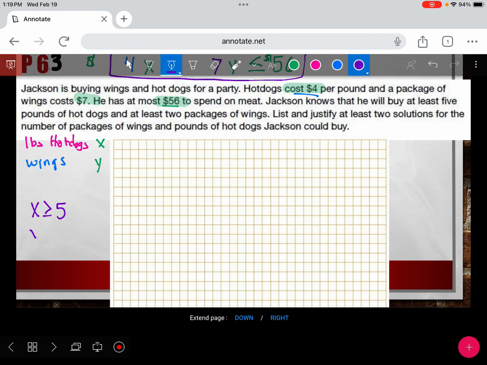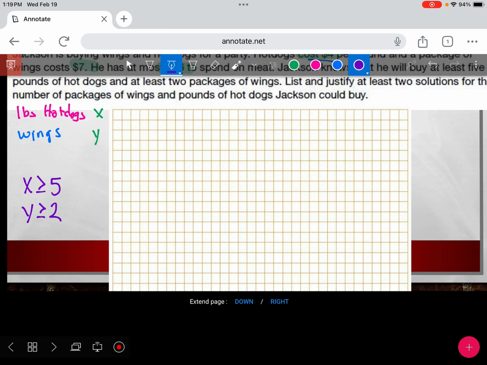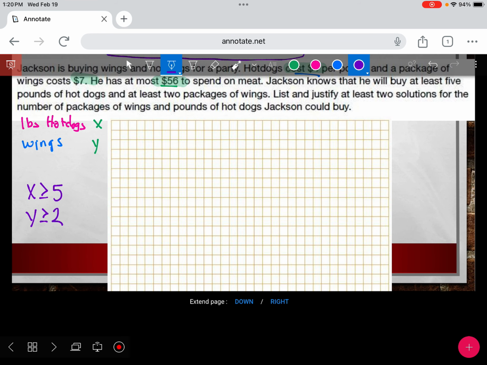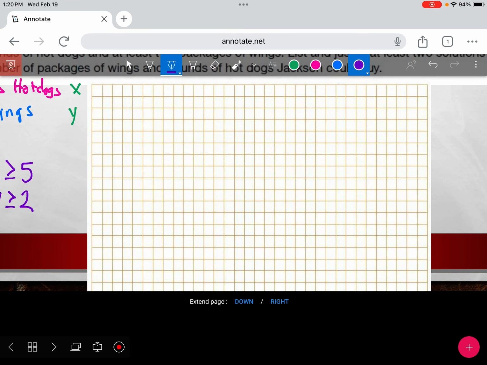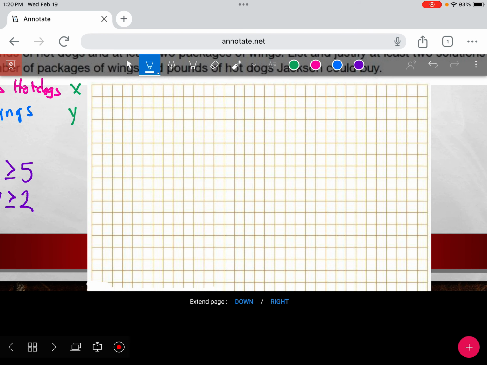Our wings. He needs to have at least 2 packages of wings. So our Y needs to be greater than or equal to 2. When we're looking to graph these kinds of things, you guys have a graph page there on your page. I'm going to give myself a little white border because I don't have any space to write on the edge. I'm just coloring my page so I have a little space to write like you guys do.